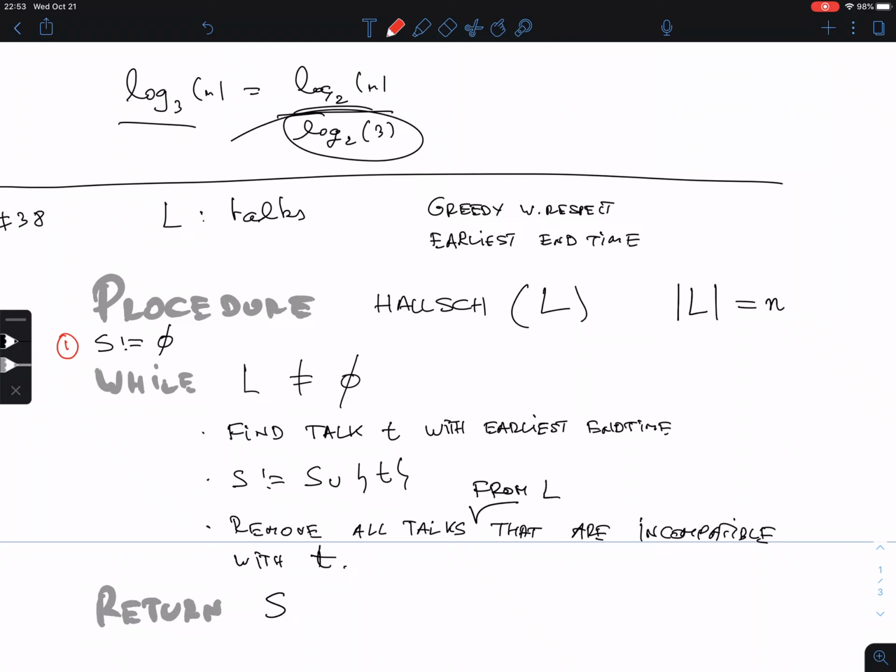Okay, so what happens then? I have to find that talk, and I have to use one of my search algorithms in an unordered list. The best thing I can do is just go through the whole list. So I will have to go through the whole list. It could very well be that the talk with the earliest end time is all the way in the back. So worst case scenario, n steps. This is the number of steps, right? So the number of steps in red.